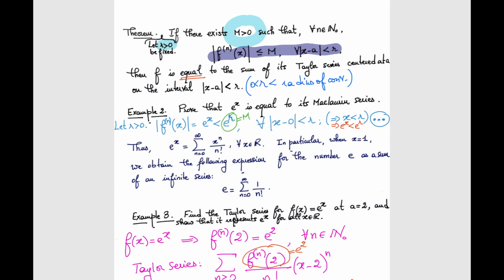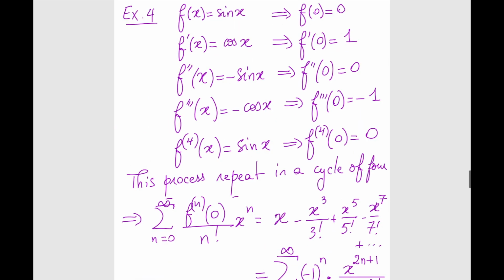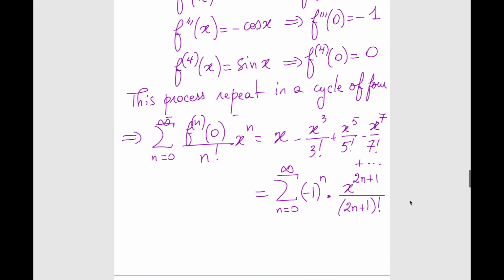series centered at A, in this case the Maclaurin series because the center is 0, it suffices to find a uniform bound. This is a sufficient condition again. A uniform bound for its nth derivatives. Okay? And this is easier than the previous one, right? This is easier than the previous one because the function and its derivatives are either sine or cosine or a change of sign of the trig functions, correct?